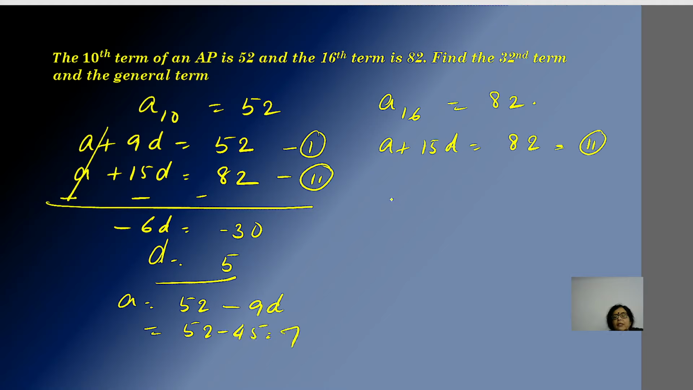So find the 32nd term. So A32 will be equal to A plus 31D. So this becomes equal to 7 plus 31 into 5. So 7 plus 5 times 31 is 155, which gives 162.